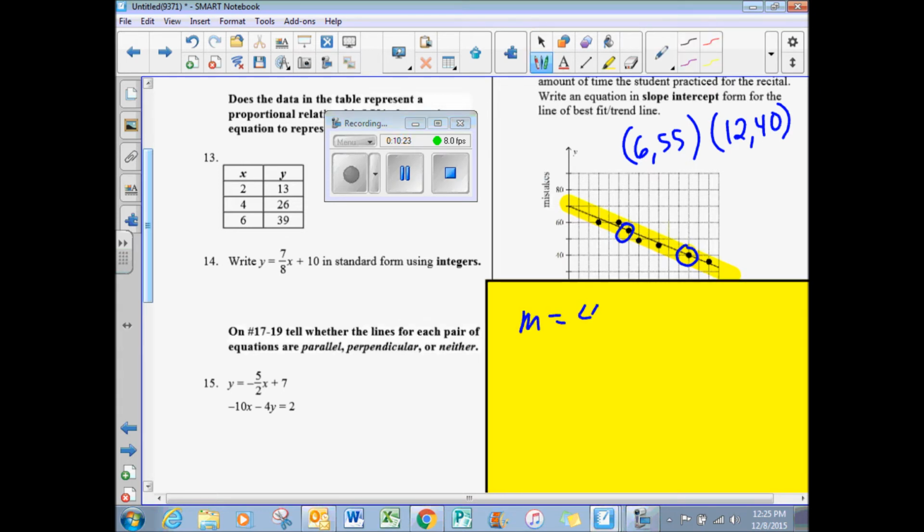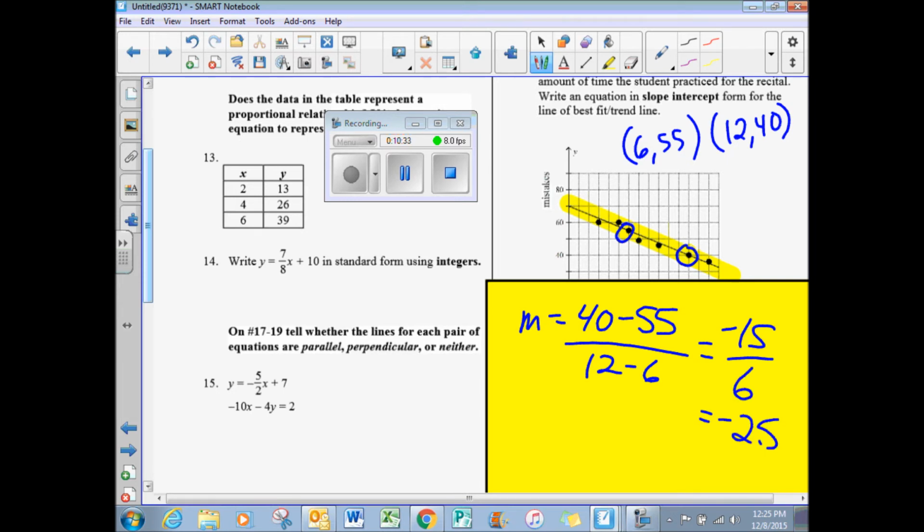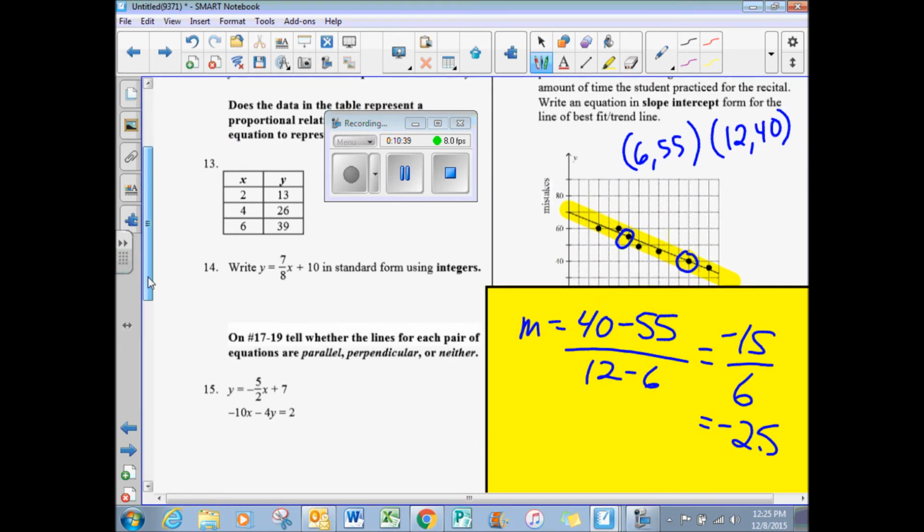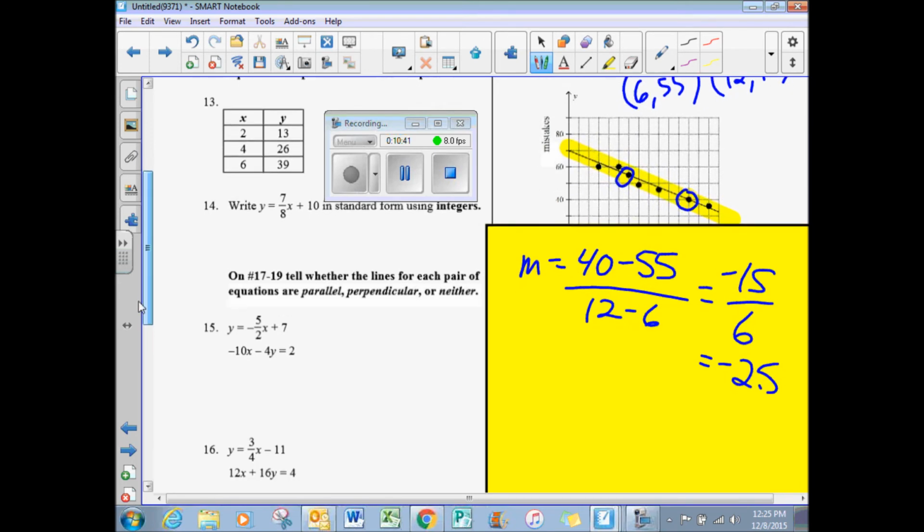Slope. Good answer. I'm glad you all shouted that out at once because you all knew it. Okay? And then I get negative 15 over 6, which is negative 2.5, or negative 5 over 2. Thank you. And then I can do the point slope way, like I showed you. A lot of you agreed that's easier.